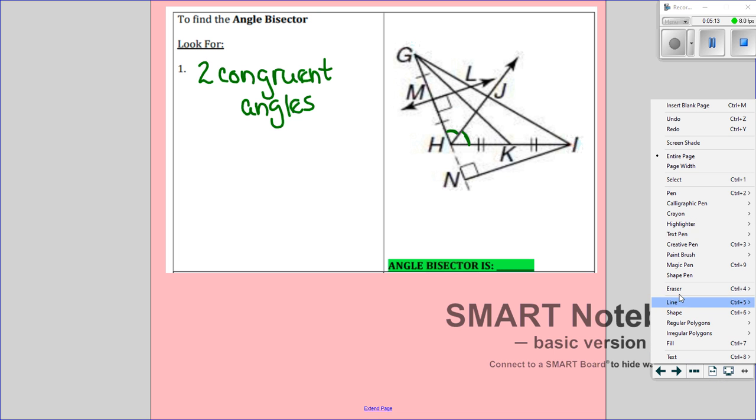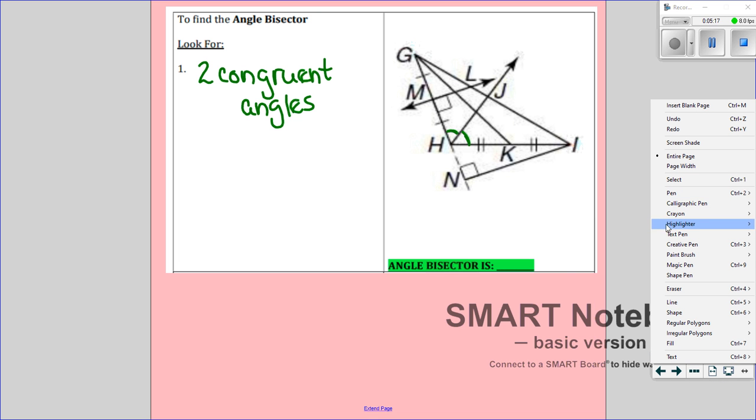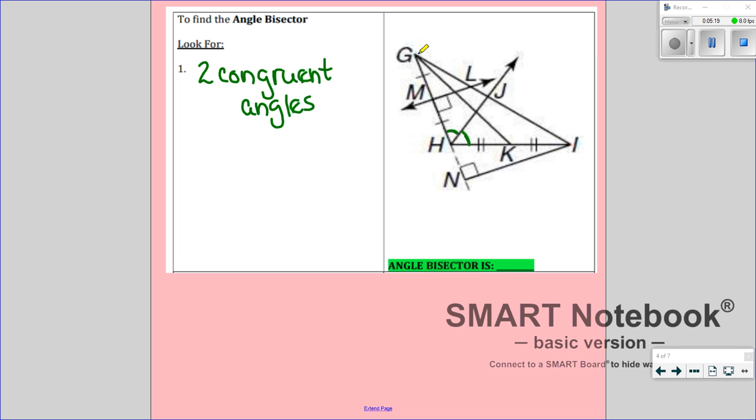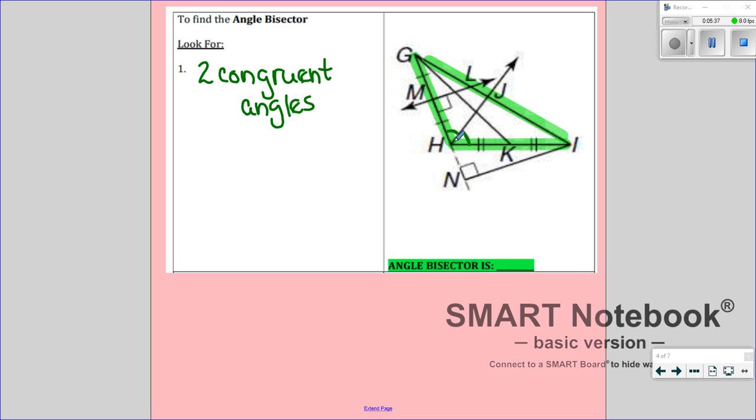So that means I'm going to highlight the triangle. So this one, because we have this angle part and then we have this side. So this whole triangle's angle, the vertex, is being bisected by this line, which is HJ. I'm going to use green for that. So see this ray? That is our angle bisector.